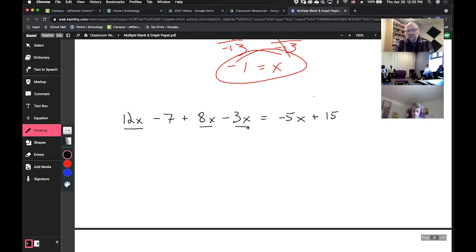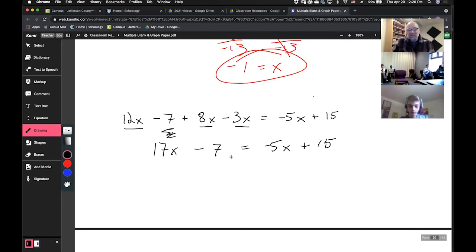Oh. Okay. Austin got the right answer. All right, Austin, good job. All right, let's do it. So you got 12x plus 8x minus 3x. So that's 20x minus 3x is 17x minus 7. So that 7 is a loner. So we just leave that alone.